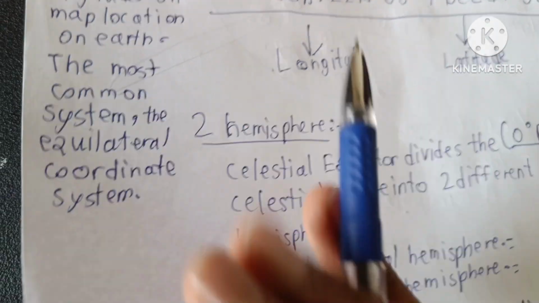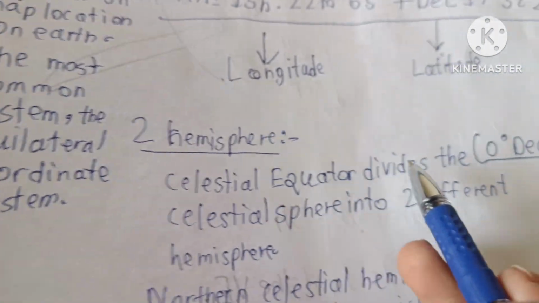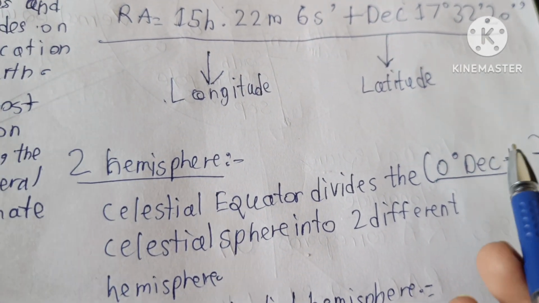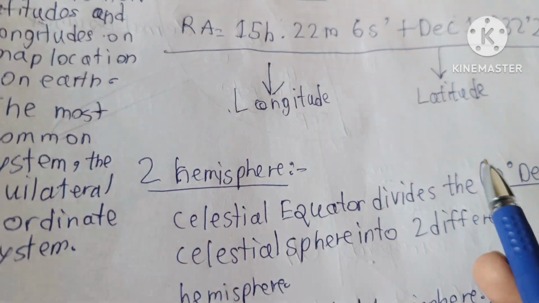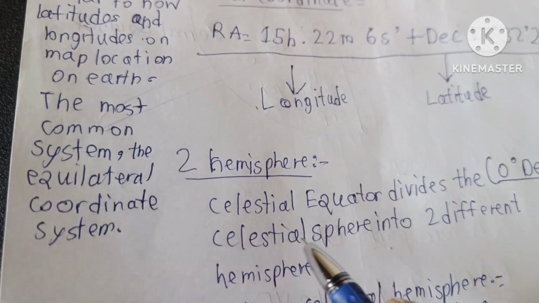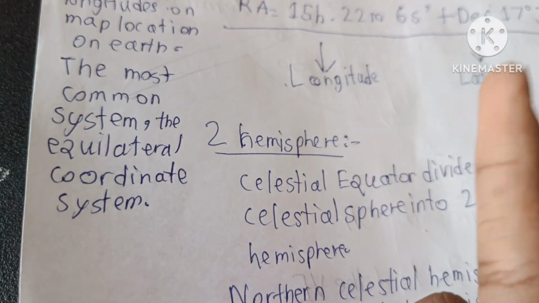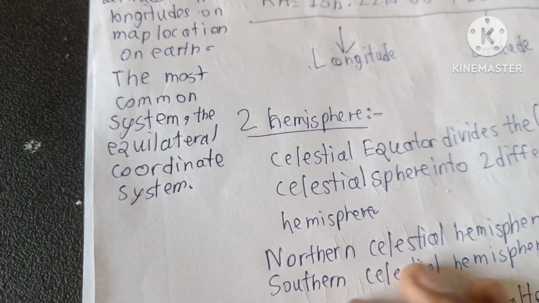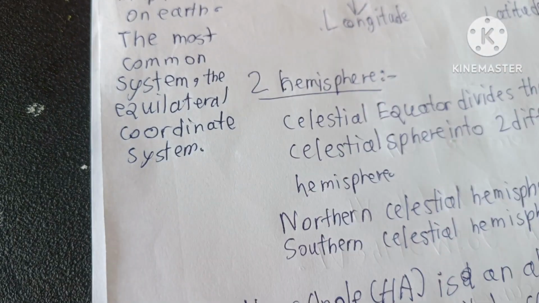There are two hemispheres, like the northern and southern hemisphere on Earth. Here the celestial equator divides the positive declination and negative declination. So the 0 degree declination is equal to the celestial equator. The celestial sphere is split into two hemispheres: the northern celestial hemisphere, which is located above the celestial equator, and the southern hemisphere, which is located below the celestial equator.